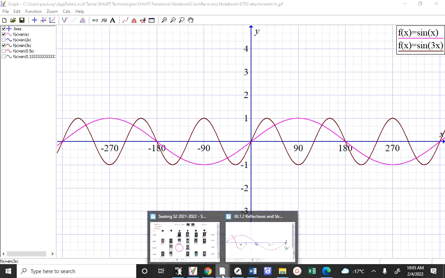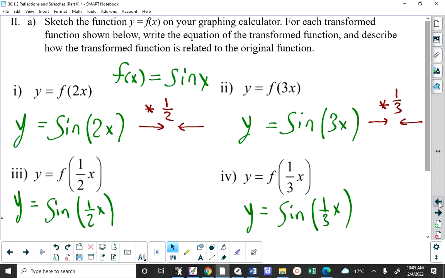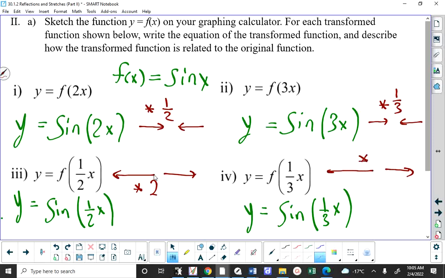If you had to guess what's going to happen here with 1/2 x, I think it's reasonable to say you think it's going to stretch horizontally by a factor of 2. So what's happening is the opposite. The number you're putting in front of x is not the stretch factor. The reciprocal of that number is the stretch factor. And this will be stretched horizontally by a factor of 3.